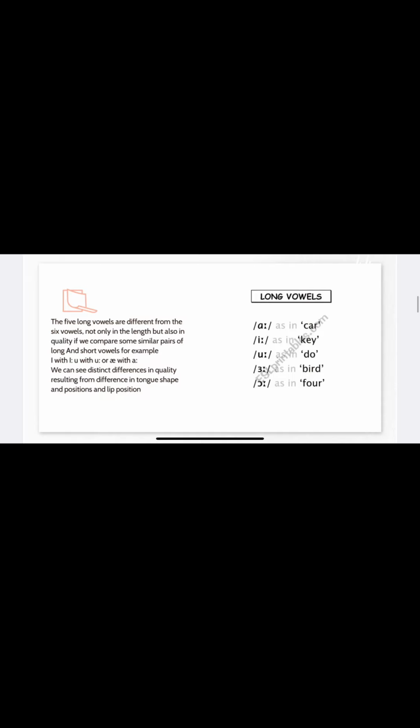The 5 long vowels are different from the short vowels, not only in length but also in quality. If we compare some similar pairs of long and short vowels, we can see a distinct difference in quality resulting from differences in tongue shape and position, and lip position. For this reason, all the long vowels have a symbol which is different from those of the short vowels.